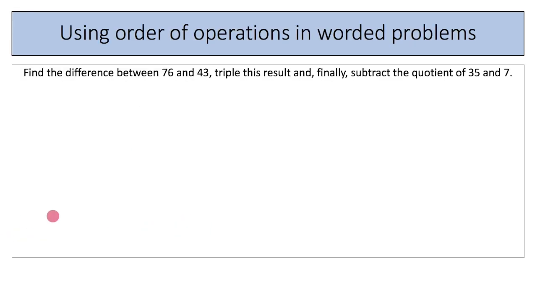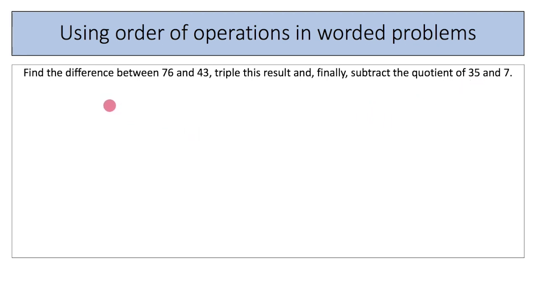Let's now move on to deal with some worded problems. So here what we're going to be doing is using order of operations in worded problems. And here's the question before us. Find the difference between 76 and 43. Triple this result, and finally subtract the quotient of 35 and 7. So it's quite a big question, but let's just work it through slowly together.